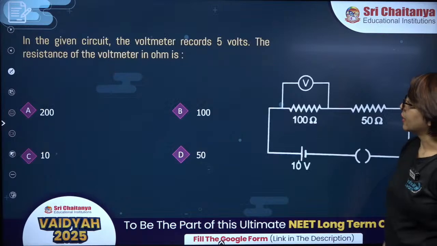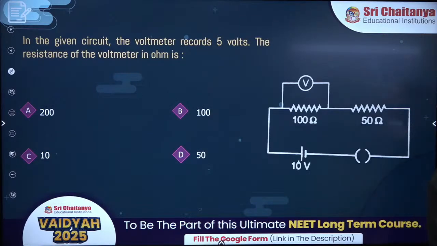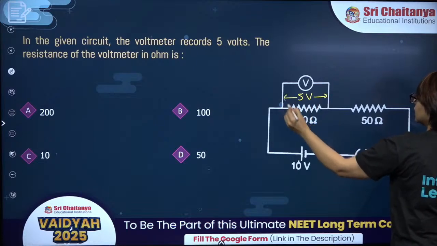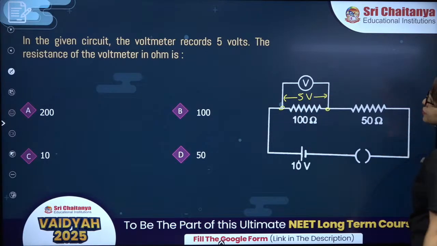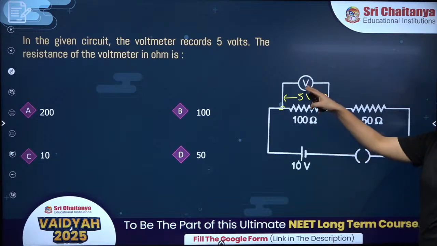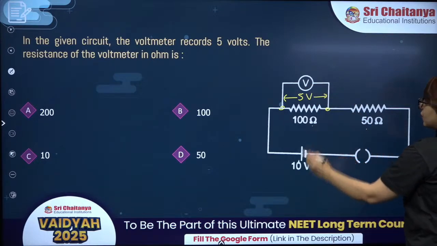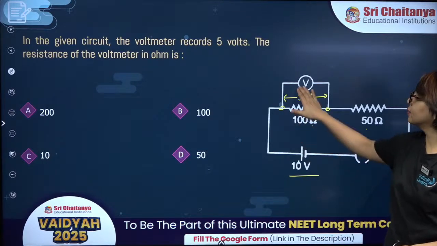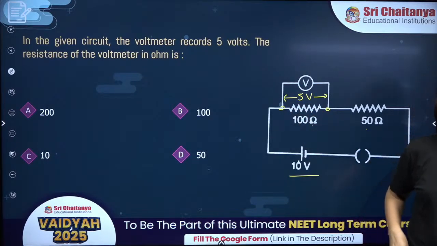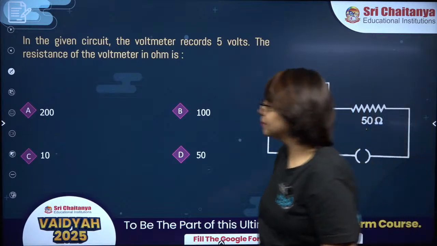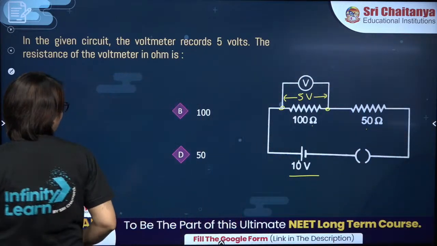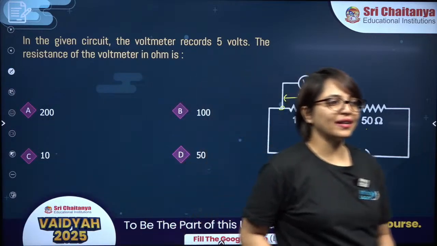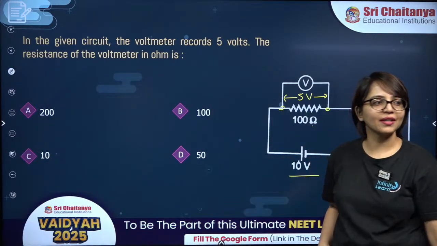Well done. Now let's try this one. In the given circuit, the voltmeter records 5 volt. The potential difference across these 2 points is 5 volts over here. What is the resistance of the voltmeter in ohm? This is 50 ohm, 100 ohm, this is 10 volt. So what should be the resistance of this voltmeter? Try this one. This is from current electricity. Option D, option A, all right. Option C, I'm getting different options over here.